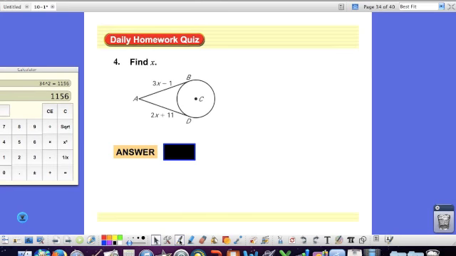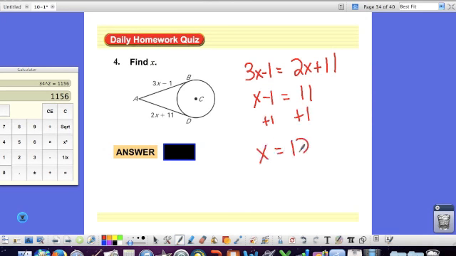Now they want me to find x. So 3x minus 1 has to be equal to 2x plus 11, because these both appear to be tangents, and they have common point A. So if I subtract 2x from both sides, I get x minus 1 equals 11. If I add 1 to both sides, x equals 12.